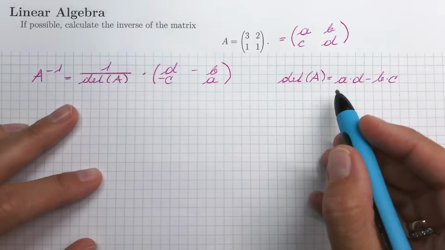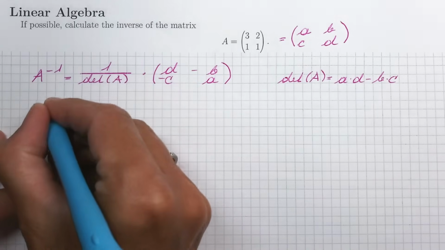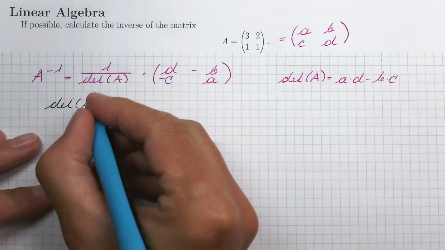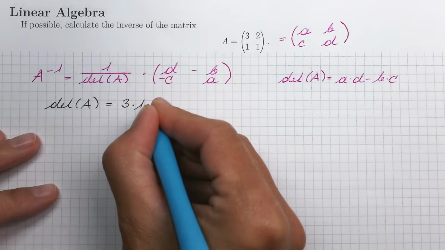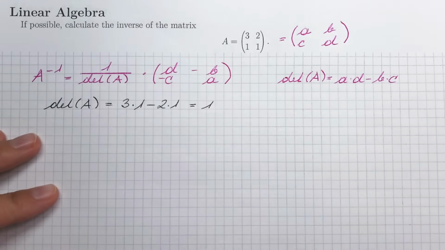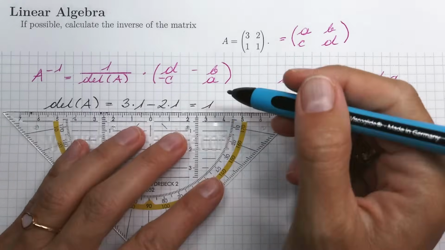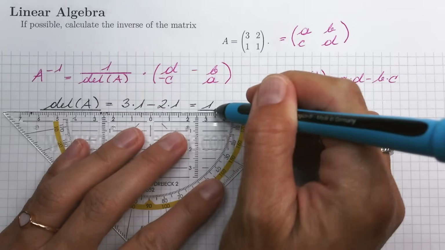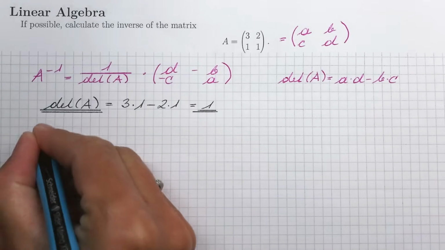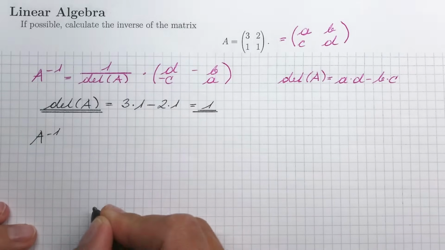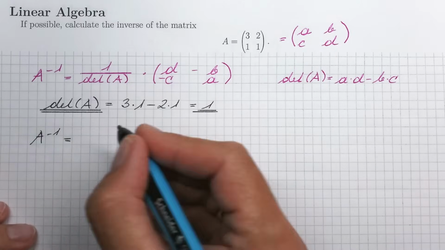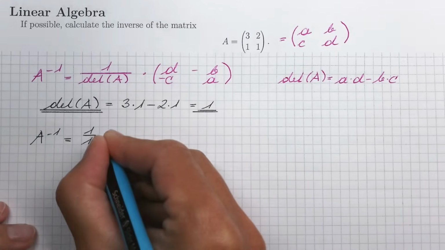Now first let's calculate the determinant of matrix A. So the determinant of A is A times D, 3 times 1, minus B times C, 2 times 1. 3 minus 2 is 1, which also means we can infer the inverse of this matrix. Now the inverse A to the power of minus 1 equals 1 divided by 1, which is 1. Let's write it down once.